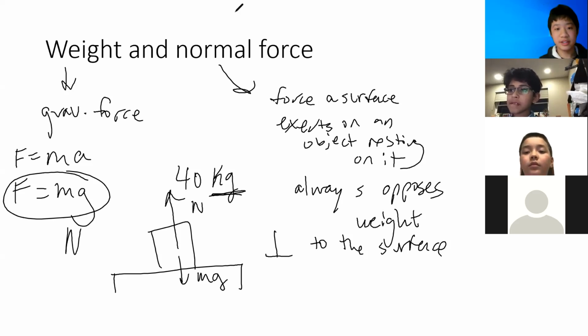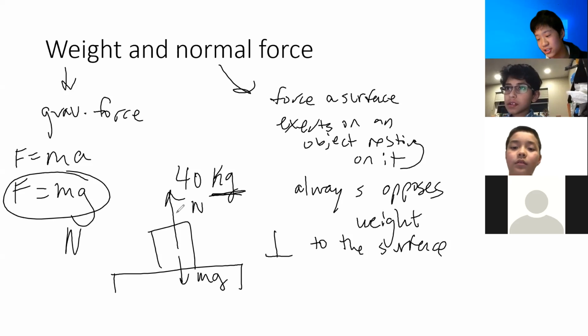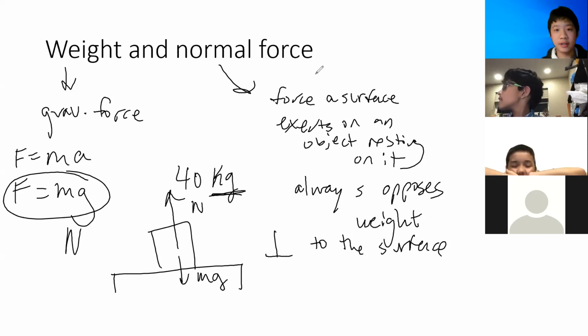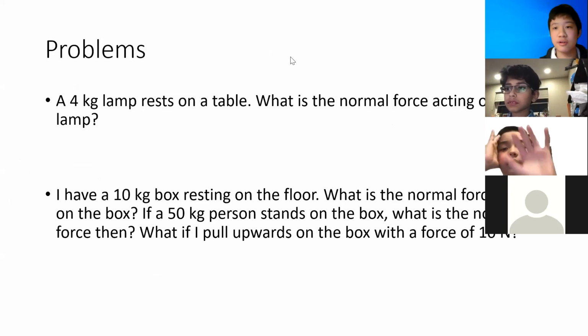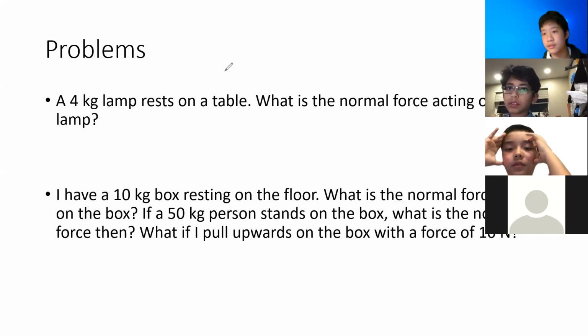So there is always a normal force. As you are sitting in your chairs right now, the chair is exerting a normal force upward on you. Why do we use normal force? We're going to use it in friction, and we'll talk about that later. But first, let's do some exercises with normal force. I'll give you 2 minutes to do this.